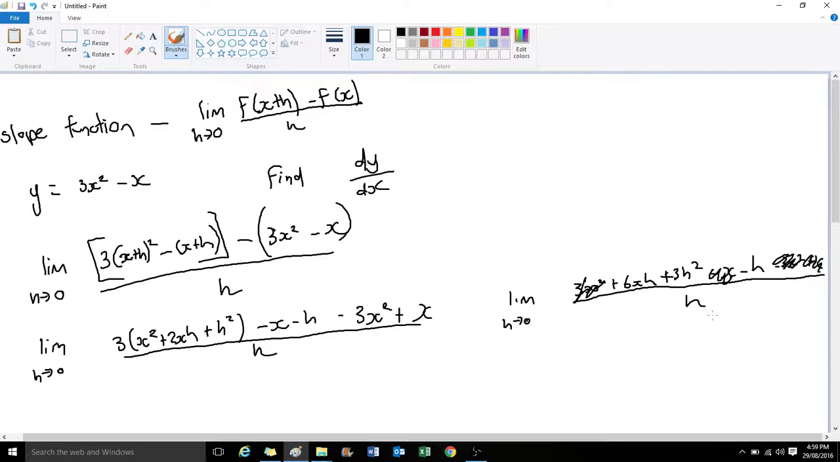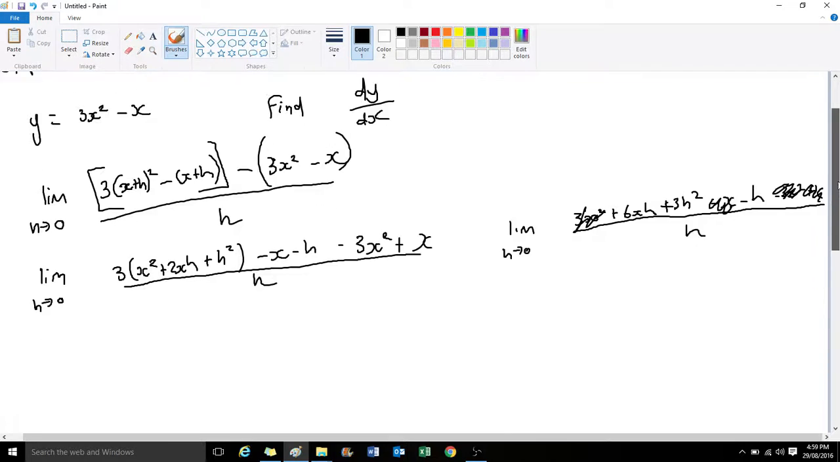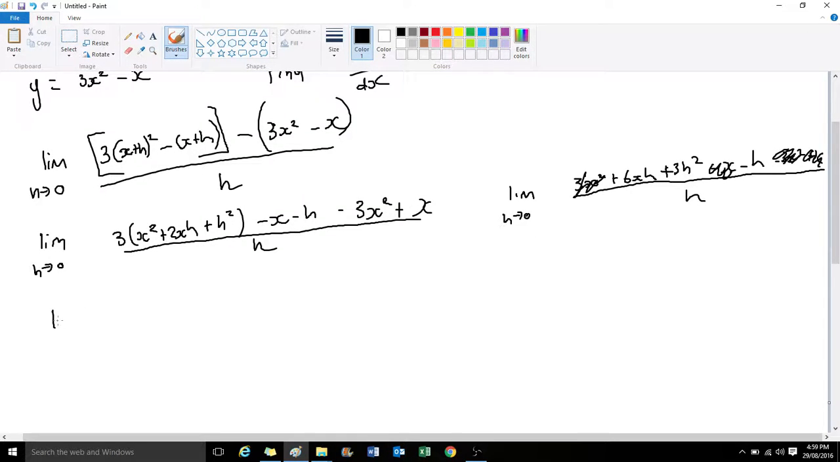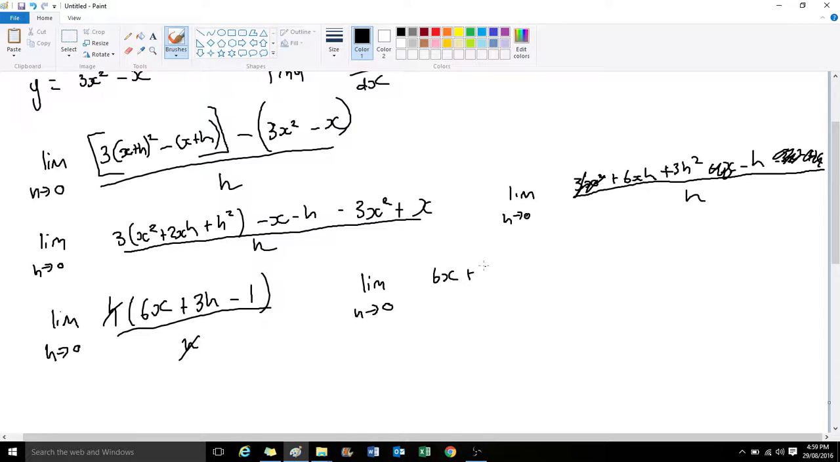Now we start looking at common factors. Okay, so our common factor should always be h. Alright, so let's go down a little bit. So our limit as h approaches 0, if we've pulled h out the front, what we're left with in the brackets then is 6x plus 3h and take 1. Right, and that's over h, so the h at the top and bottom can cancel. Now our limit as h approaches 0 of 6x plus 3h take 1. Now remember, 3h is approaching 0, so our answer is going to be 6x take 1. Okay, so dy on dx is equal to 6x take 1.